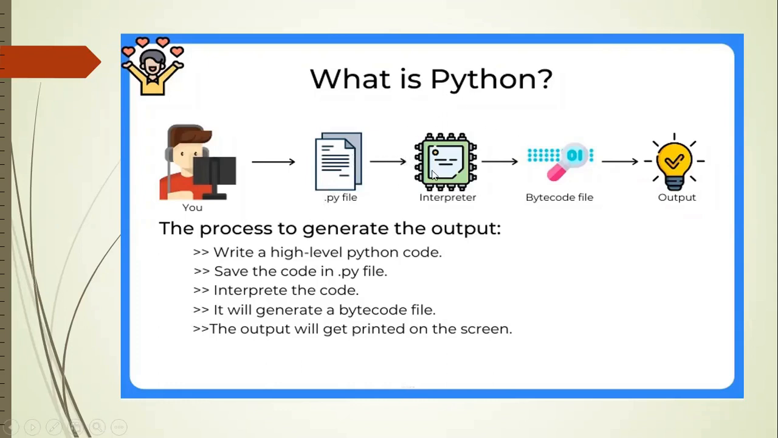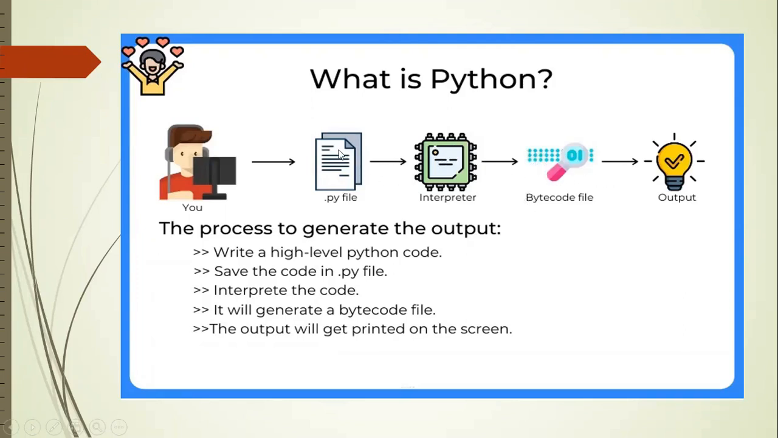This is the interpreter. It will take the program line by line and check internally whether there are any syntax errors or not. Once that is done, it will convert it into a bytecode file. Bytecode is like zeros and ones. The computer can understand only bytecode format.